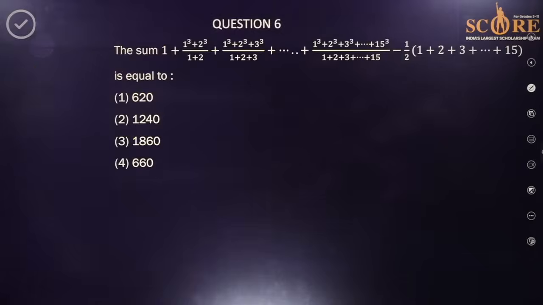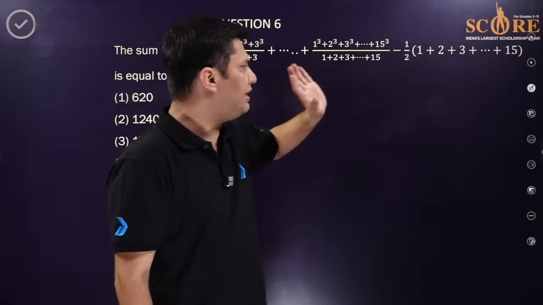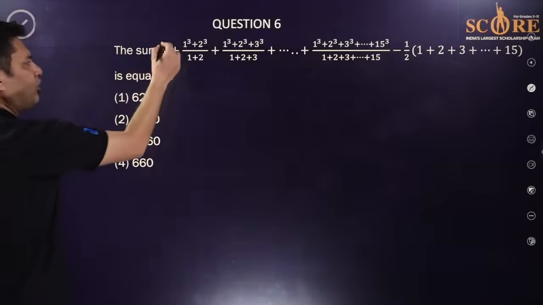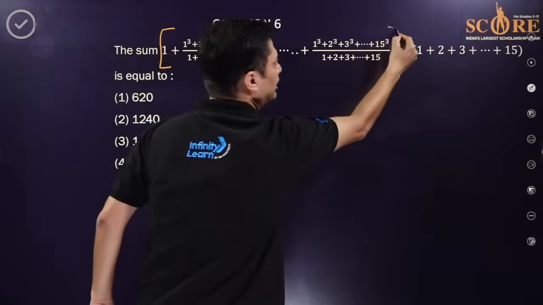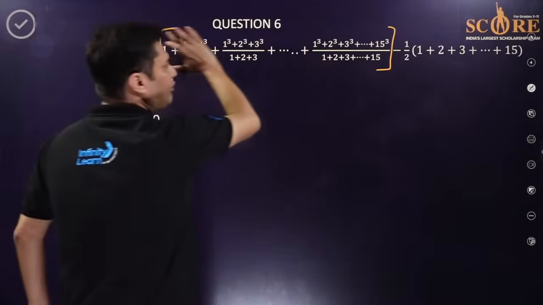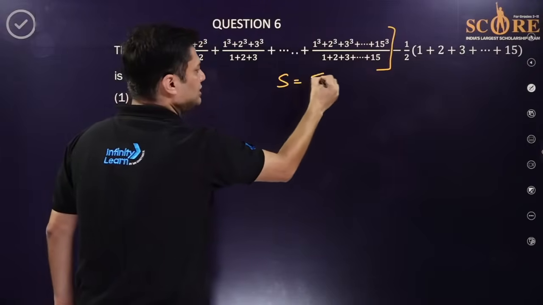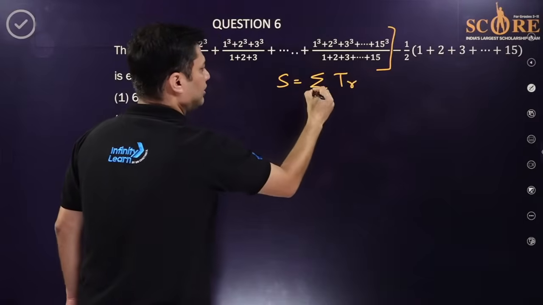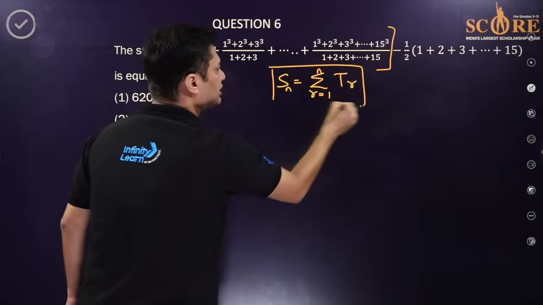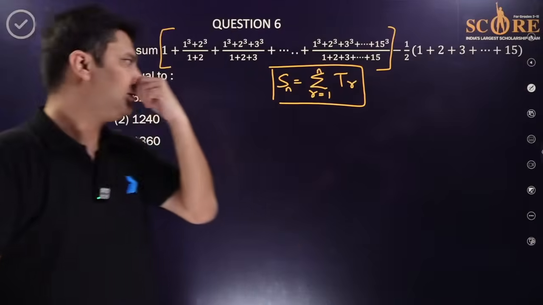Next question says the sum 1 plus 1 cube plus 2 cube upon 1 plus 2 and so on, up to 15 terms, minus this term, is equal to. Now from this portion to this portion you need to apply summation series. Because if you really want to add these numbers, you need to see, simply, a sum is always the summation of the general term from r equals 1 to n. So sum up to n terms is always sigma T_r, r equals 1 to n.